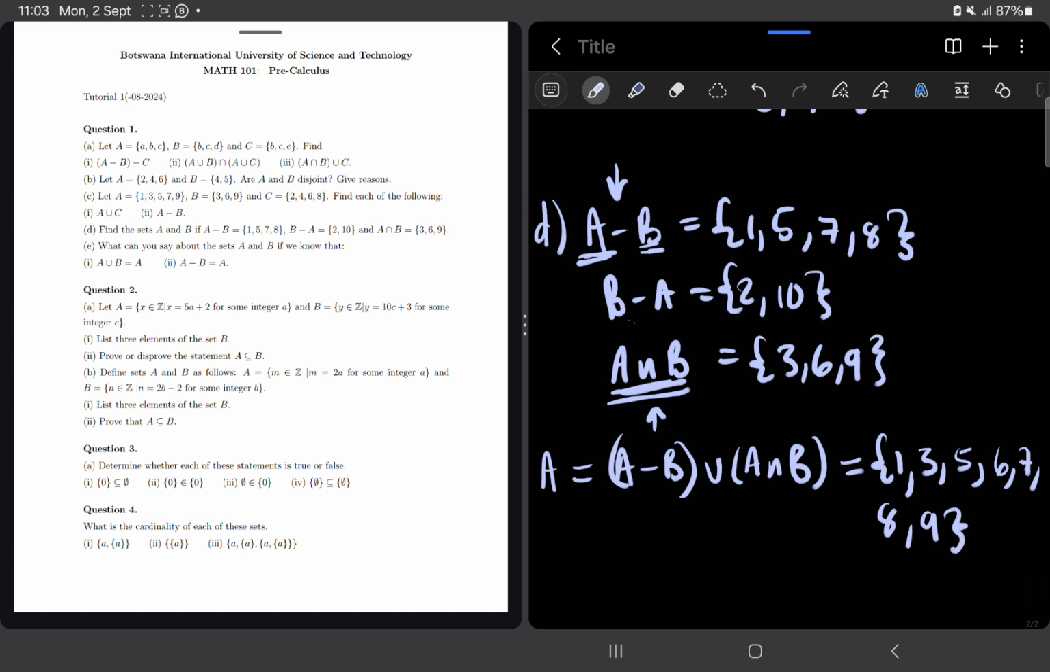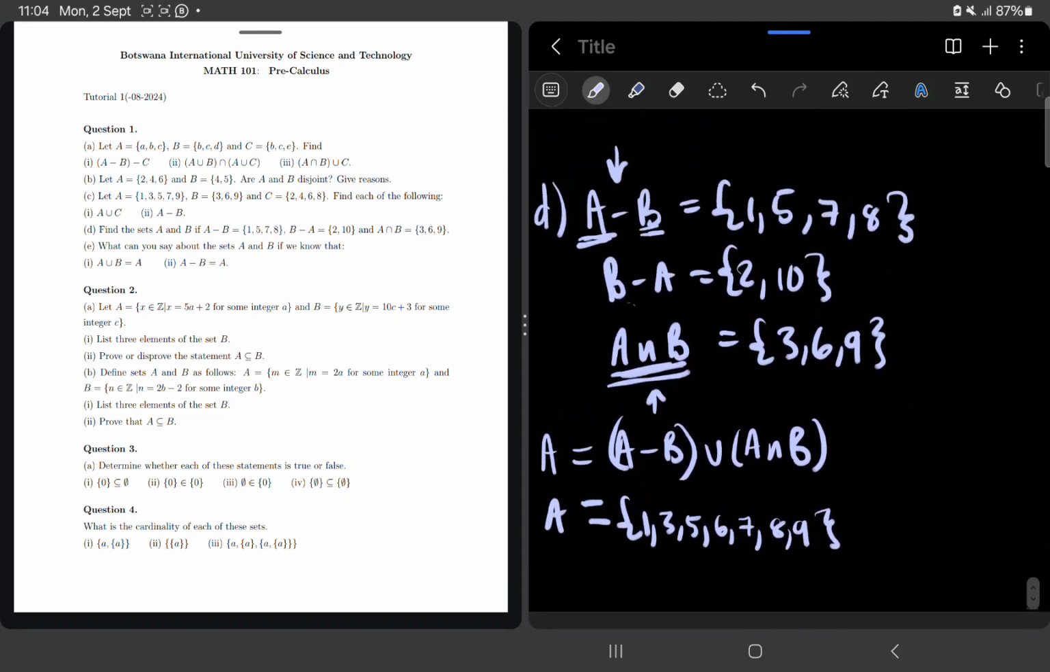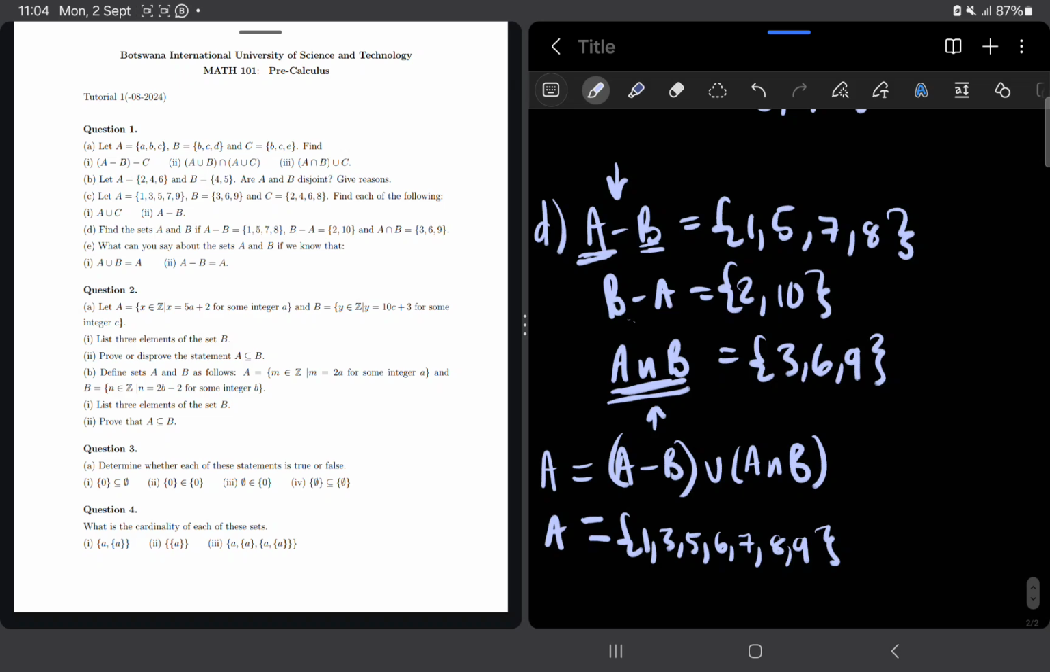Then here we have the whole of A. So we can say it is equal to, I can put it down here, {1, 3, 5, 6, 7, 8, 9}. This is going to be our set A. That is what A is equal to. Then now we can do the second part.